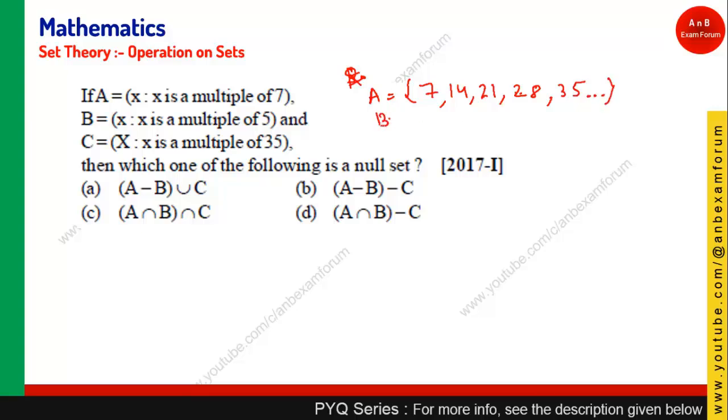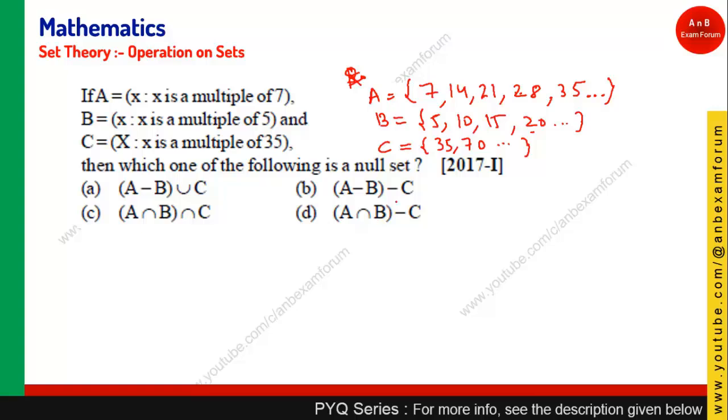Let's tabulate the next sets. x is a multiple of 5, so let's make the multiplication table of 5: 15, 20 and so on. Let's make the table of 35. It begins with 35, 35 twos are 70 and so on. Which one of the following is a null set? In these types of questions where you need to see each and every option, always begin with option D, and most probably option D seems to be the valid one, because the examiner also knows that students will go sequentially, so better start with option D.